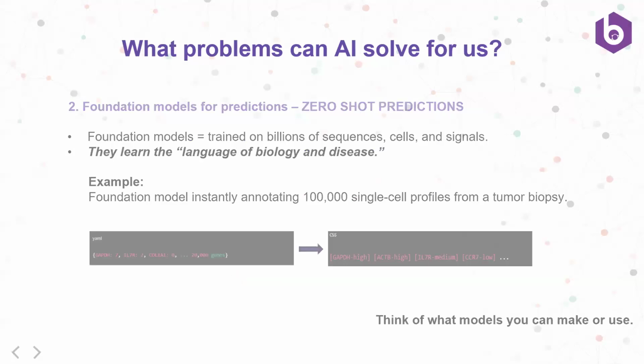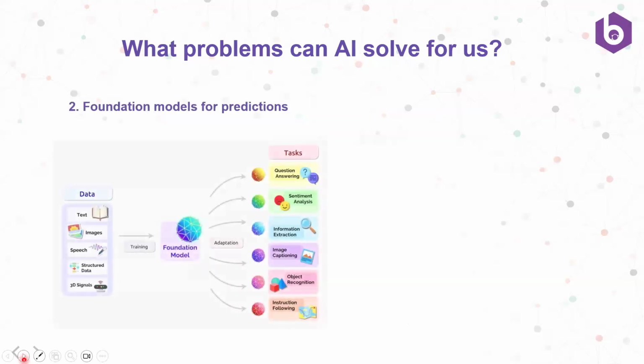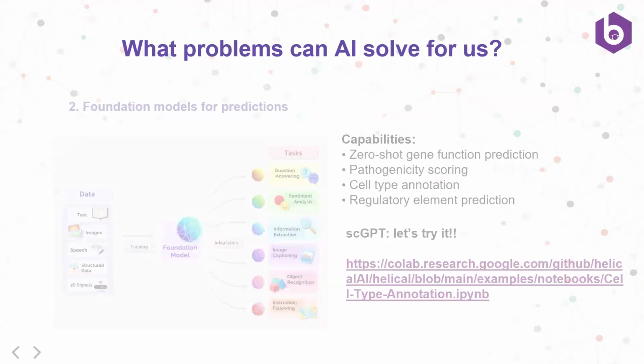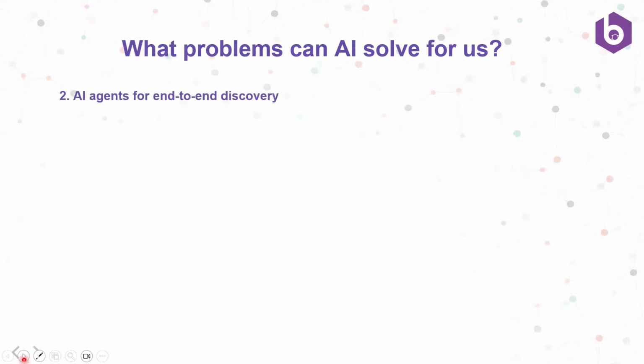And then finally, we come to, these are scGPT, what I showed you. Then we come to AI agents. Can anybody quickly tell me if they know what AI agents are?